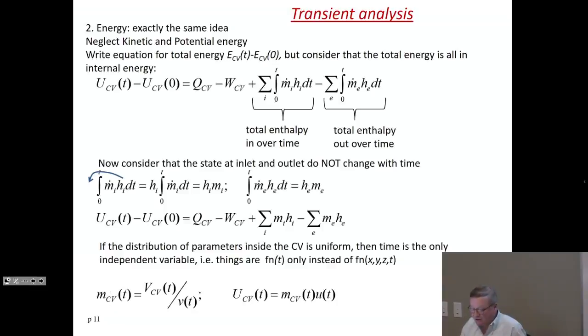Masses, of course, in the control volume are volume divided by specific volume, and internal energies are masses times specific internal energies, per mass here.